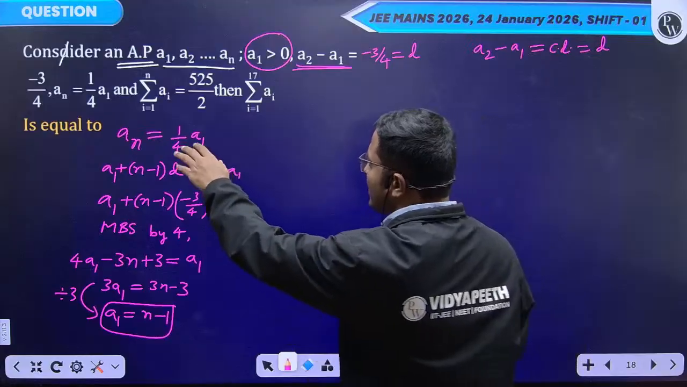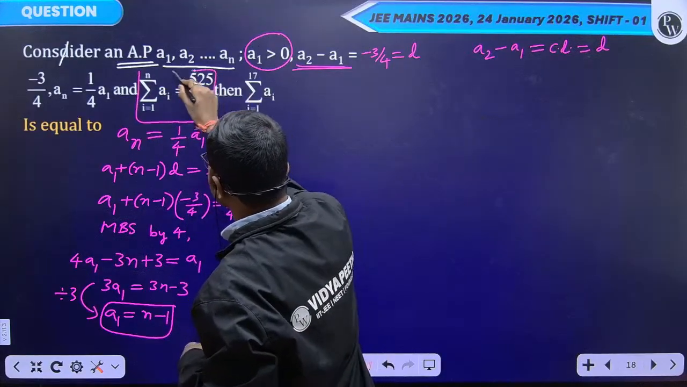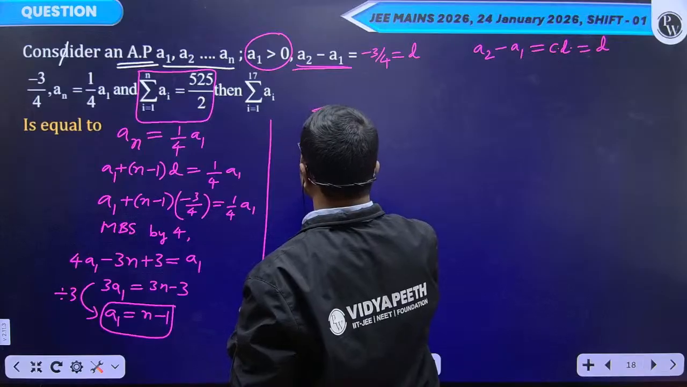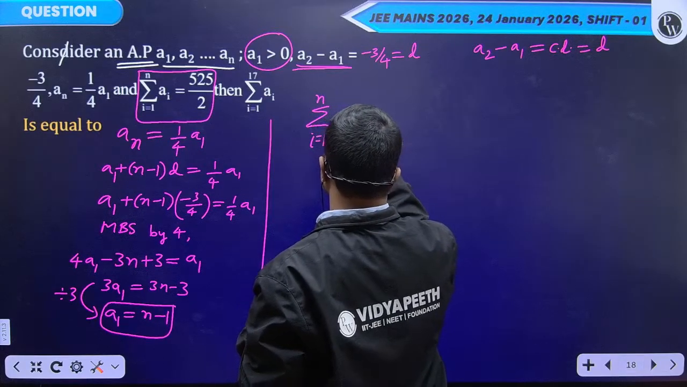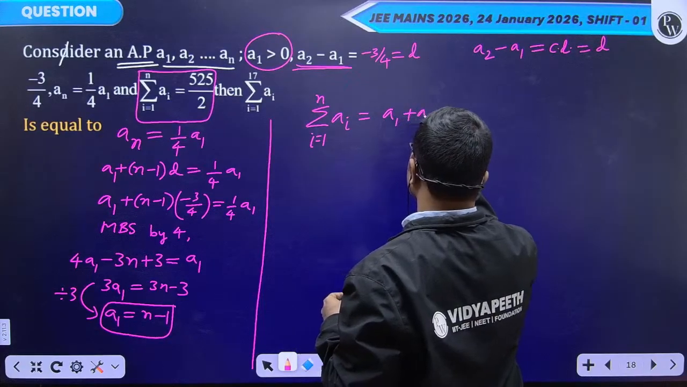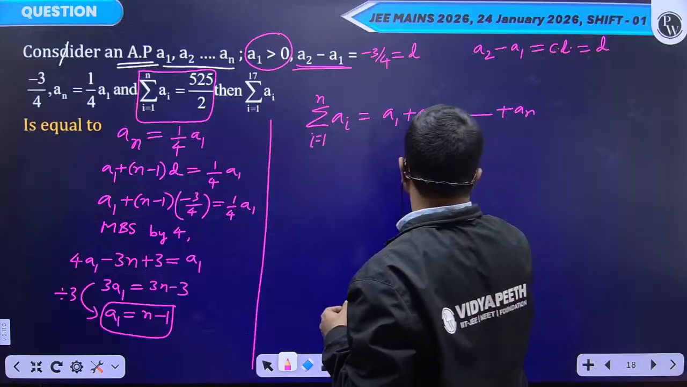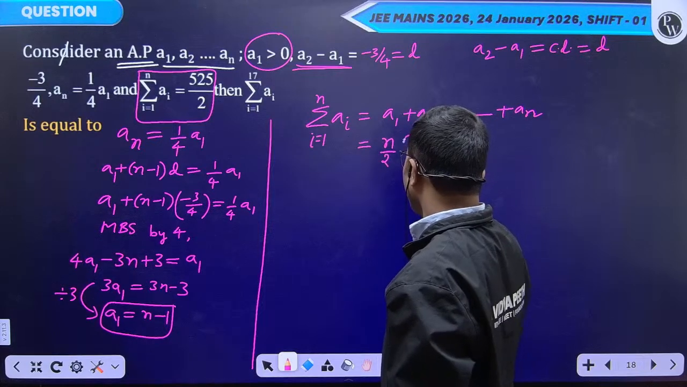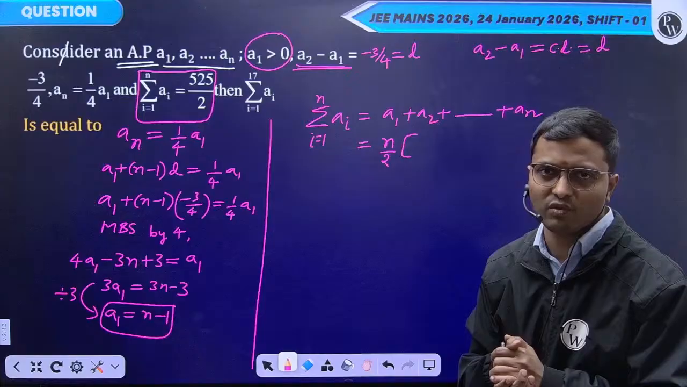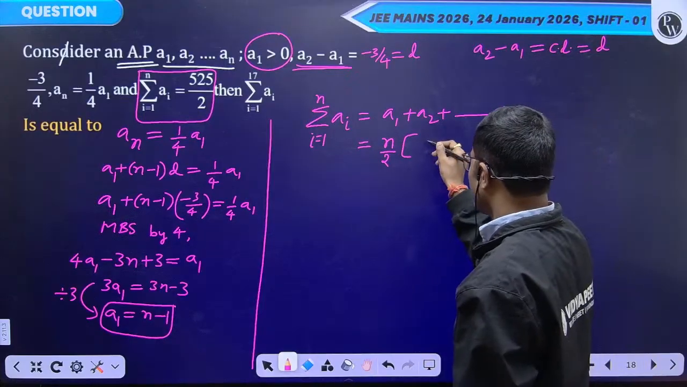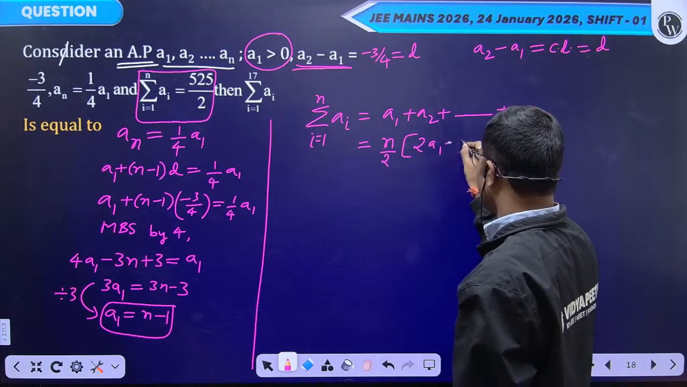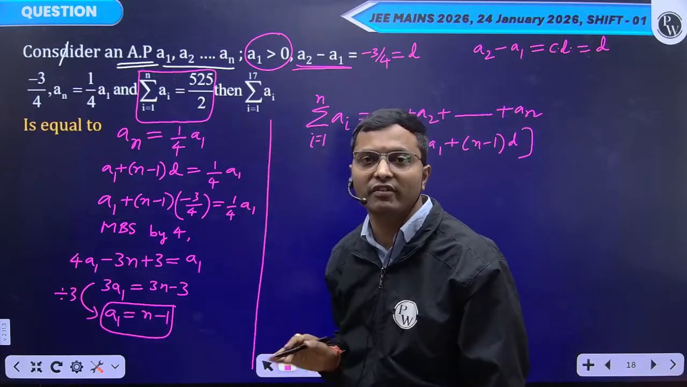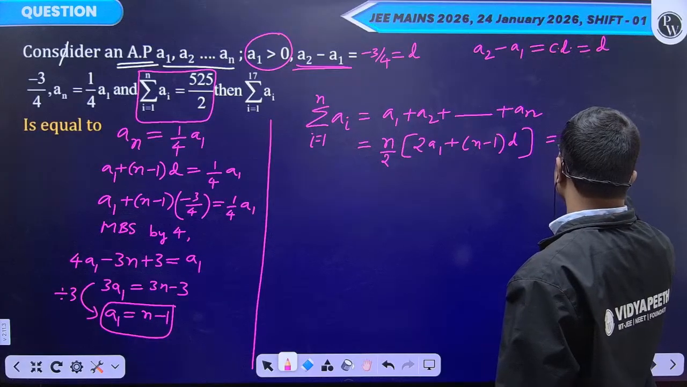So one more relation is given for us. So let us use this information for finding the second relation between A1 and N. So what is this thing? Sigma I equal to 1 to N of AI. So this is nothing but the sum of the first n terms of an AP, A1 plus A2 and so on till An. So we know the sum of n terms of an AP. Again, a formula we have to remember. What is it? There are two formulas: n by 2 into 2a plus n minus 1 into d, and n by 2 into first term plus last term. Okay, so let us use this one, n by 2 into 2a1 plus n minus 1 into d. Okay, this value is given for us as 525 by 2. So this is 525 by 2.